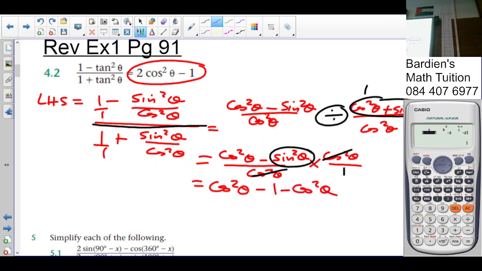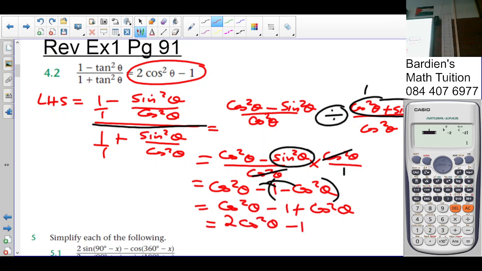You all agree with that? So what's wrong there? It must have a bracket, because there's more than one term following a negative sign. So it's going to become cos squared theta minus 1 plus cos squared theta. So it's going to be 2 cos squared theta minus 1, which is equal to the right hand side.